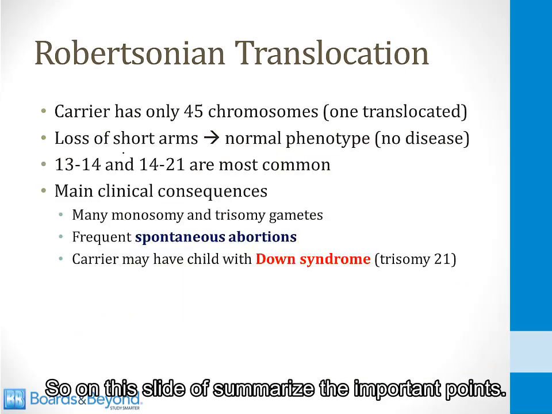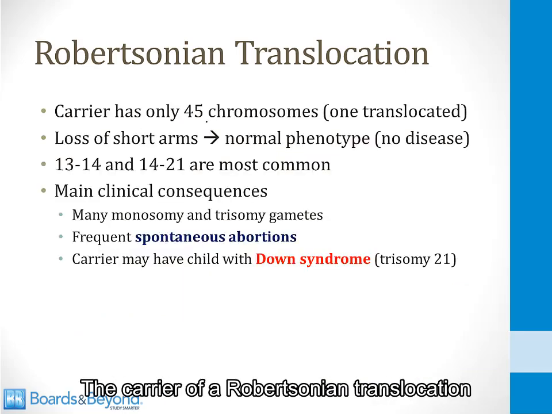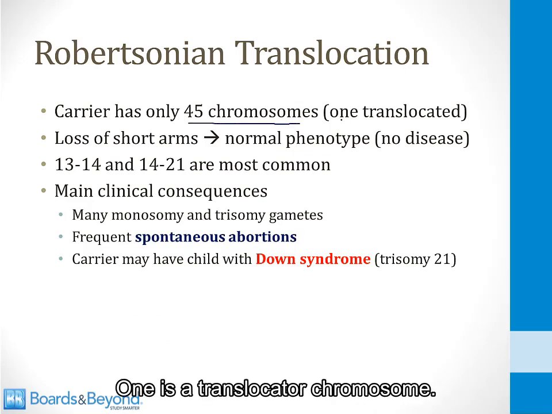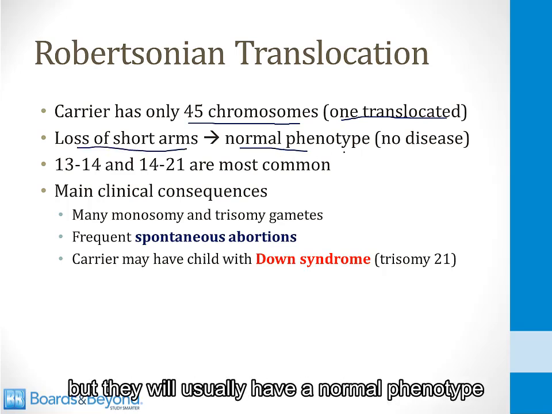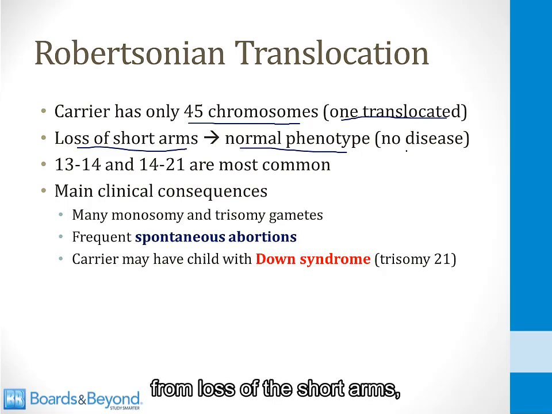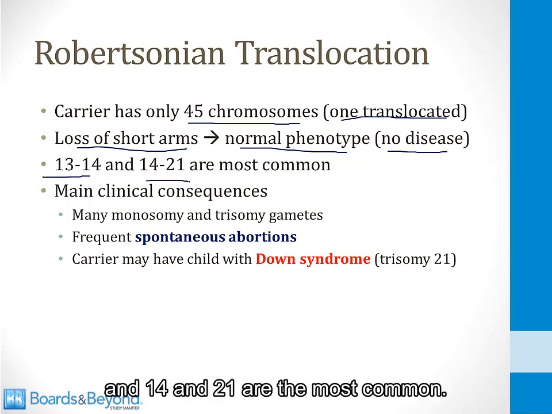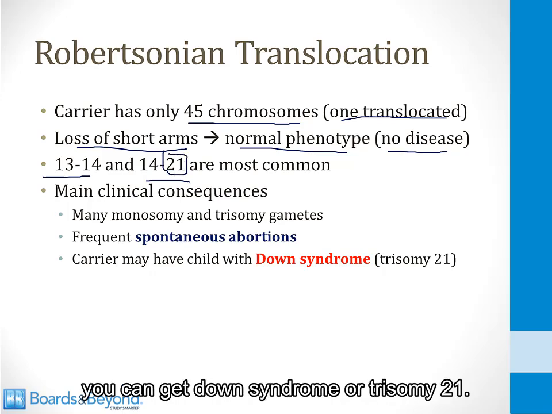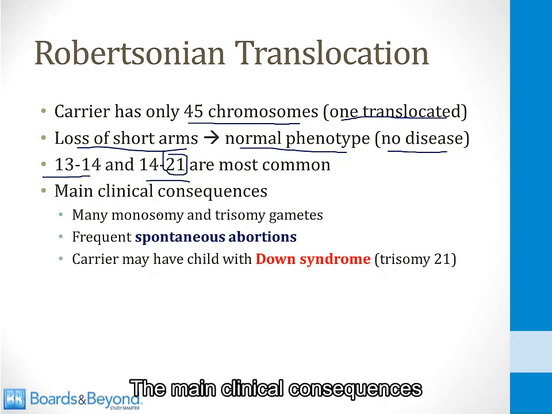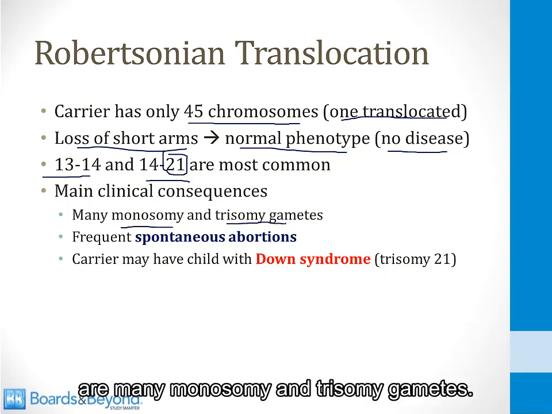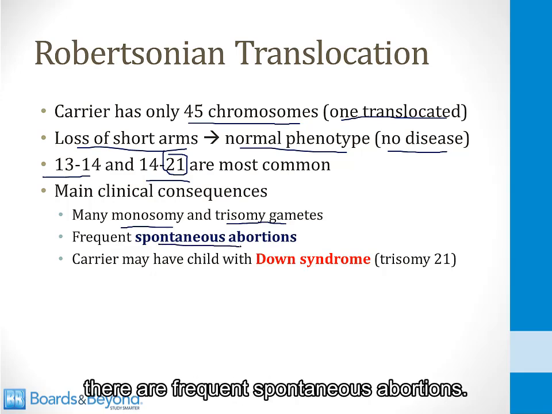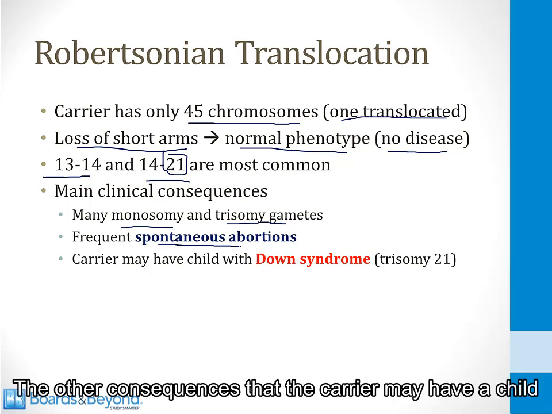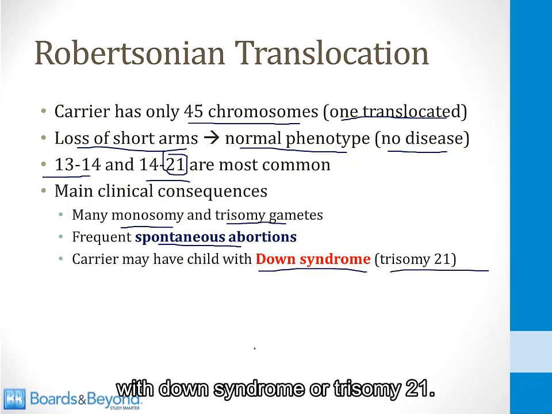So on this slide I've summarized the important points. The carrier of a Robertsonian translocation has only 45 chromosomes. 1 is a translocated chromosome. The carrier has lost the short arms, but they will usually have a normal phenotype because there's no clinical consequence from loss of the short arms and therefore no disease. 13 and 14 and 14 and 21 are the most common, and because 21 is often involved, this is one of the ways you can get Down syndrome or trisomy 21. The main clinical consequences are many monosomy and trisomy gametes, and for this reason there are frequent spontaneous abortions. The other consequence is that the carrier may have a child with Down syndrome or trisomy 21.